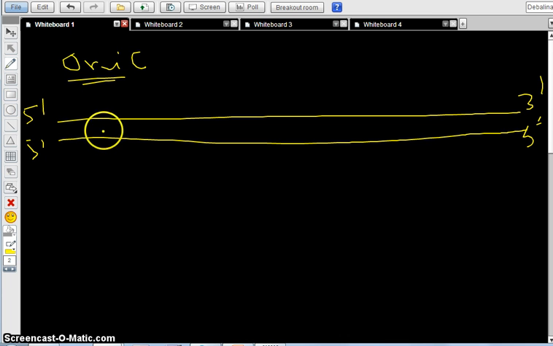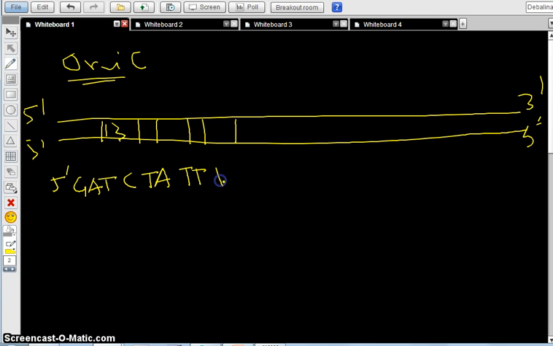Now these are my 13 base pair repeat sequences, and there are 3 sequences like this, each with 13 base pairs, and those 13 base pairs are like this: G A T C T A T T T A T T T.